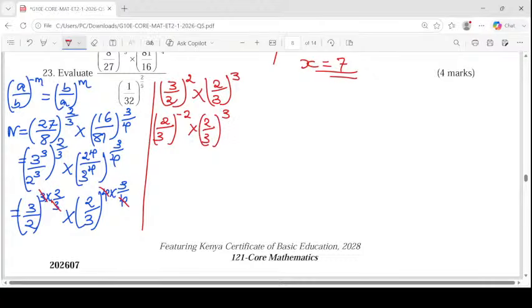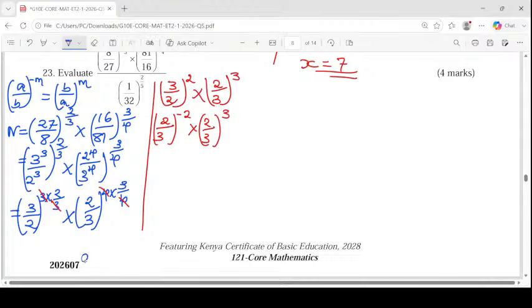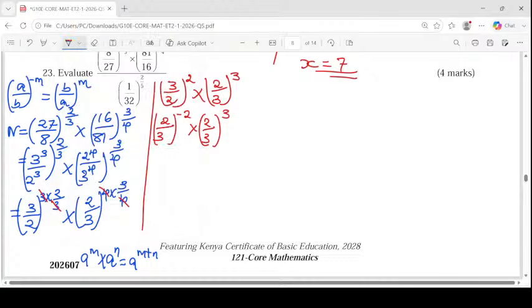Because you are multiplying, I want you to bear in mind this relation: a power m times a power n will be a power m plus n. Applying that, as long as they have the same base, this will be 2 over 3 to the power of negative 2 plus 3, which is just 1. So this is the numerator. The numerator is 2 over 3.